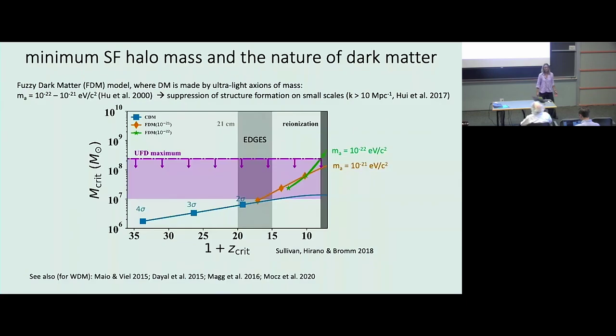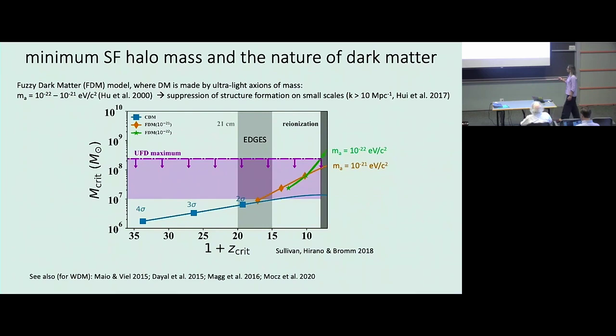Now, another interesting aspect is the nature of dark matter. We have heard a bit on this in the nice talk by Pratika the day before yesterday. She was working under the framework of warm dark matter. Here I show another example of fuzzy dark matter models where the dark matter is made by very light axions with very light masses, and this again leads to a suppression of structure formation in the smallest mini halos, leading again to an increase of this critical mass and a delay in the onset of star formation.